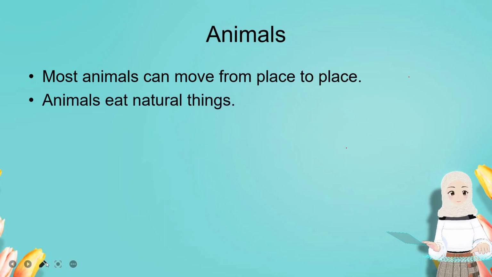Animals eat natural things. So binatang ini biasanya makan apa-apa yang semula jadi. So, for example, some animals eat other animals. Itu natural. Some animals eat microorganisms. Itu pun natural. Some animals eat plants. Itu pun natural. So, that's what that means.